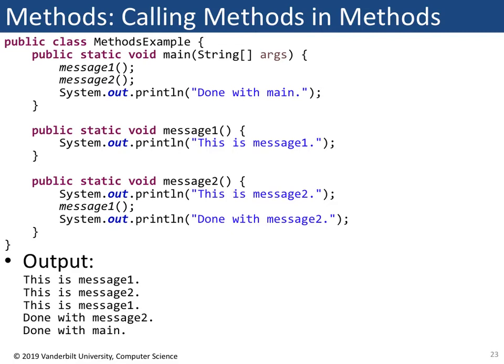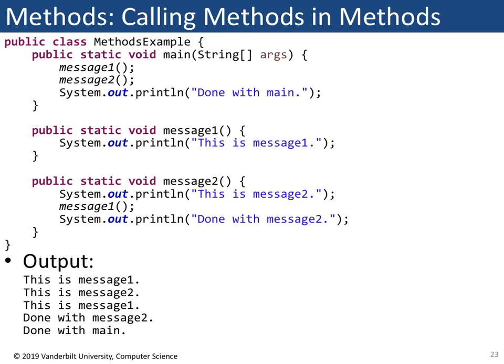Message 1 contains a println statement which prints out "this is message 1." And message 2 contains a println statement which prints out "this is message 2," followed by a call to message 1, which will print out "this is message 1," then return back into message 2 and print out "done with message 2."